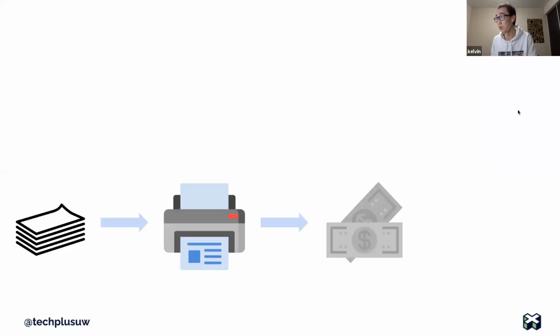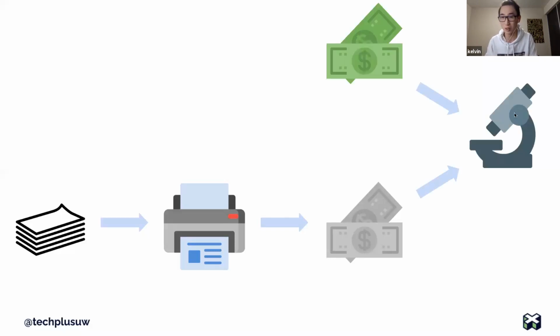So instead, we might want to invest in a microscope. With this microscope, we can take in real money and fake money and learn the differences between our printed money and the actual money. We can use this information to make our printer better at printing out this fake money. And that's pretty much it. This microscope and this printer form the GAN.